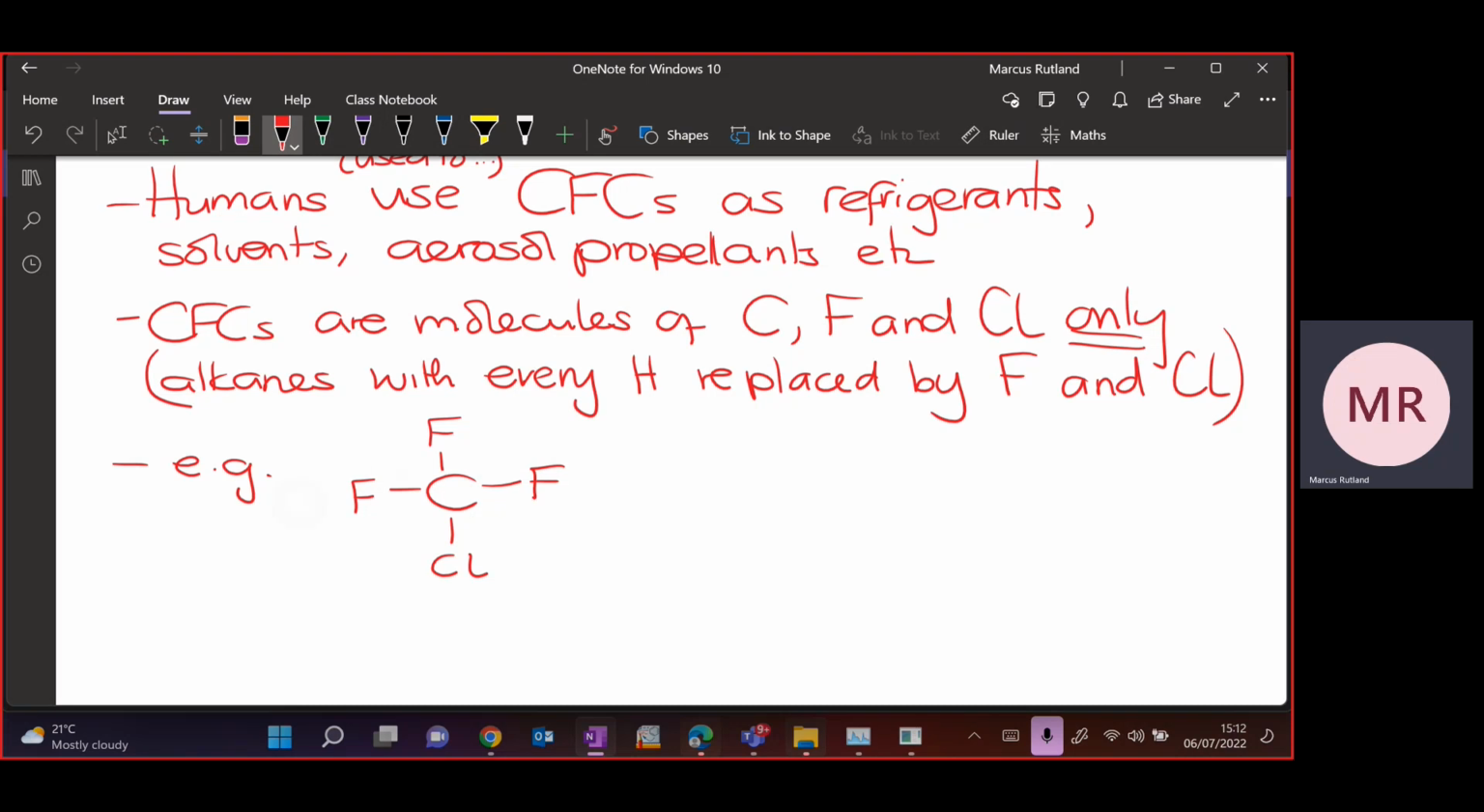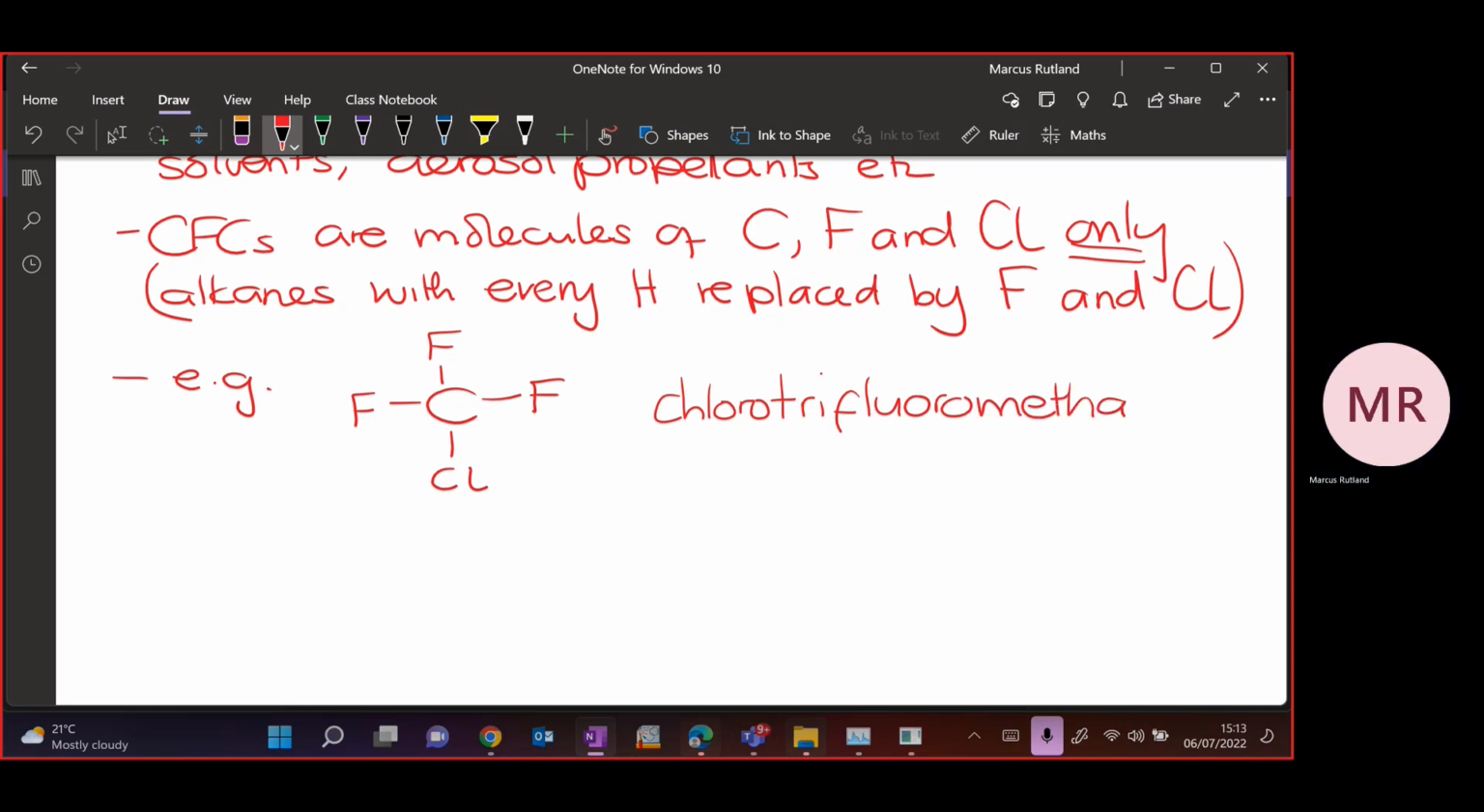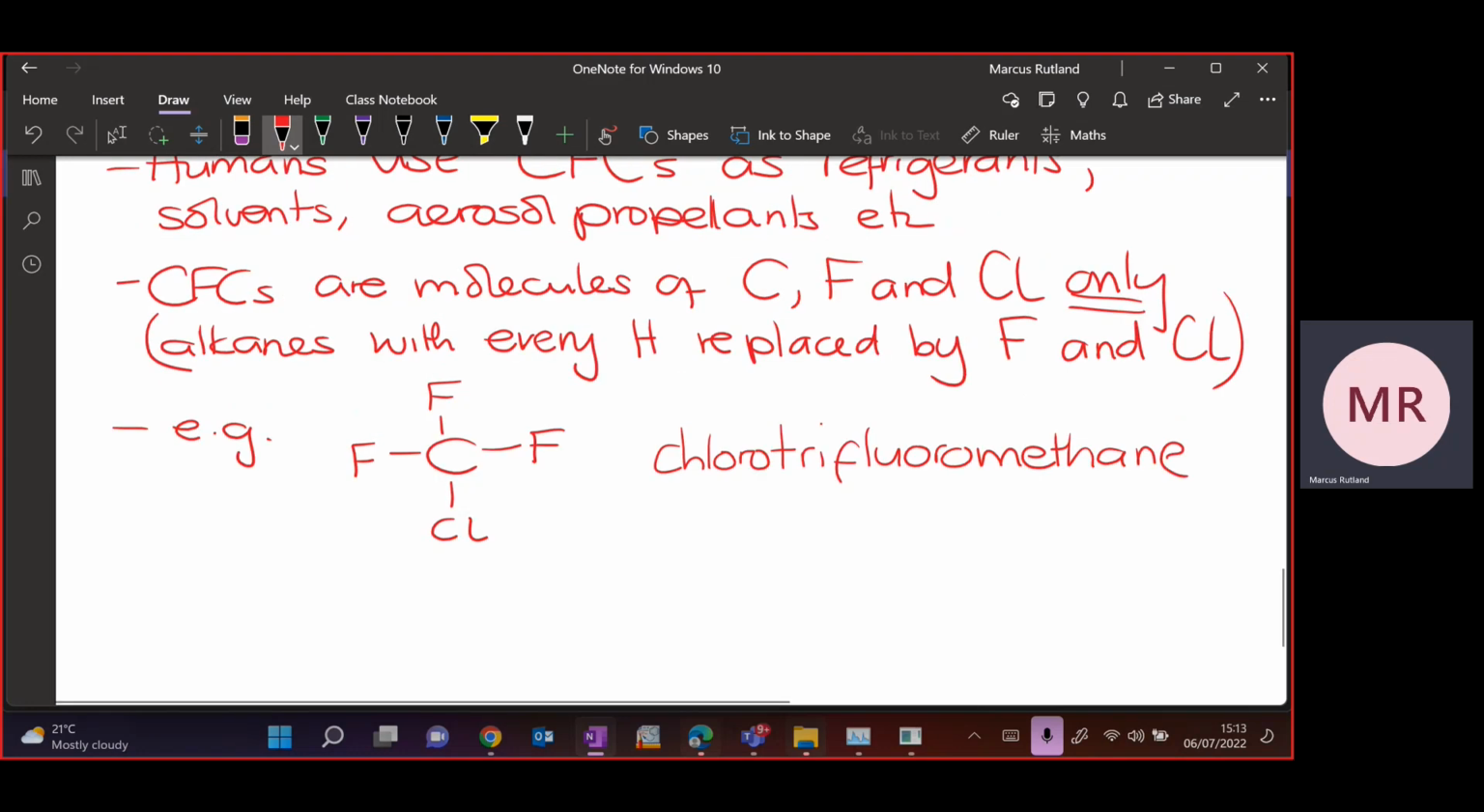Just pause the video a moment. What is the systematic name of this molecule? And you should have spotted that it's one carbon, so it's a methane. It's got 3 fluorines, so trifluoro, and 1 chlorine, chloro. We put things alphabetically, chloro before fluoro. So this is chlorotrifluoromethane. No numbers required because they're all on the same carbon. Obviously, if you've got more than 1 carbon, then you start having to put numbers in front of the halogens to say where they are.